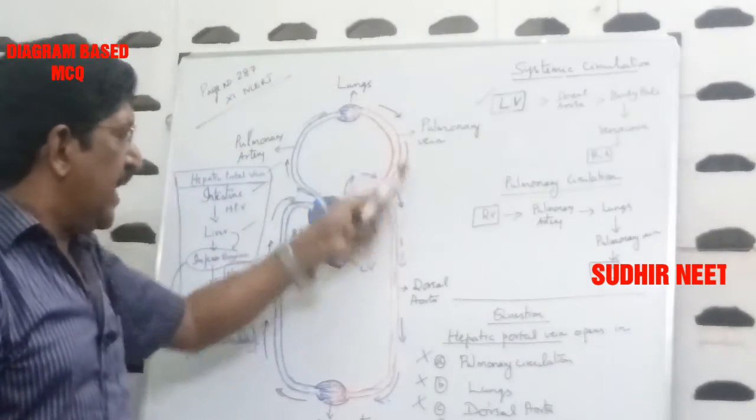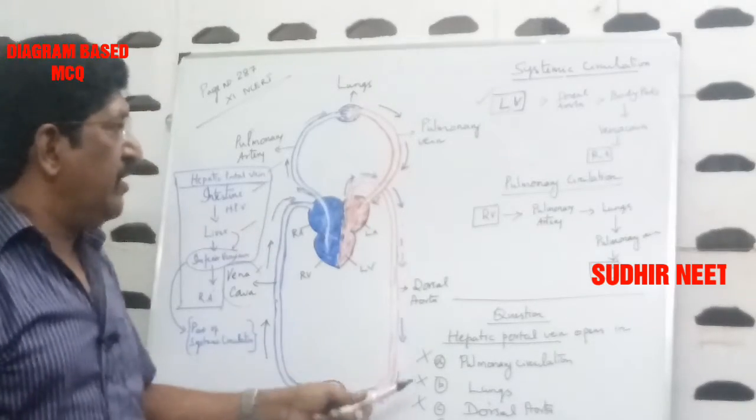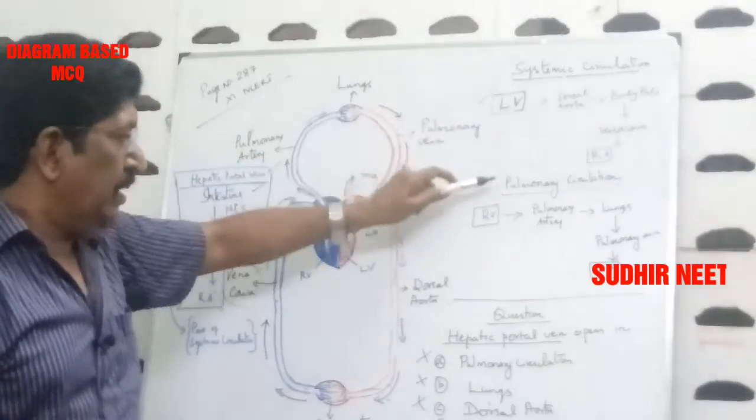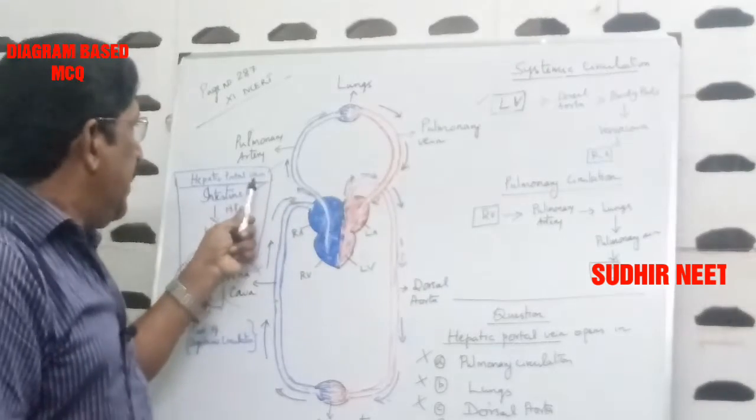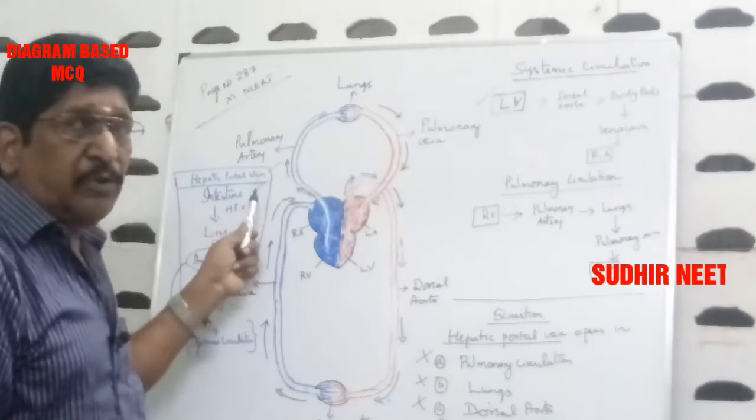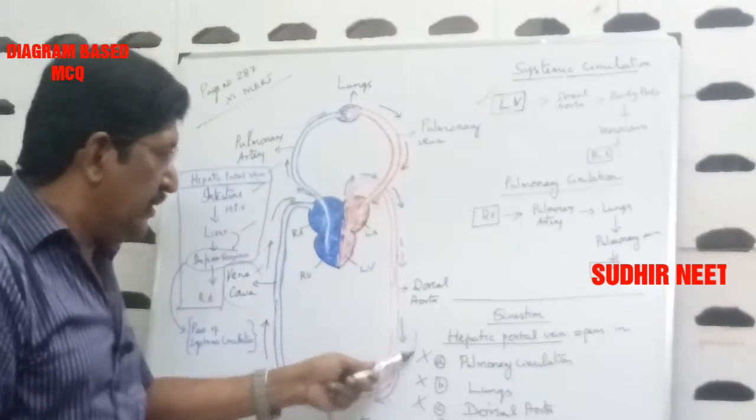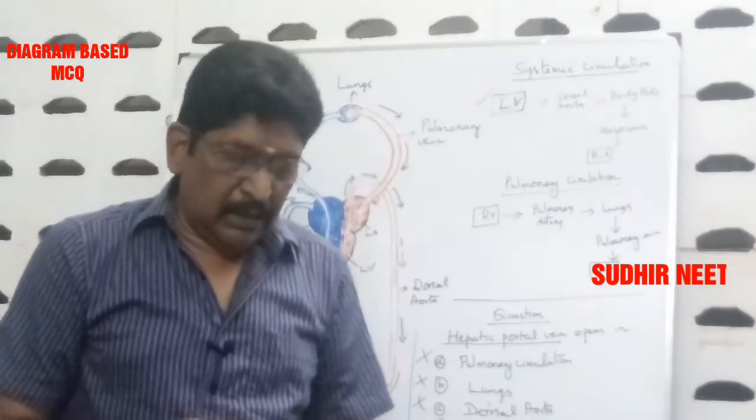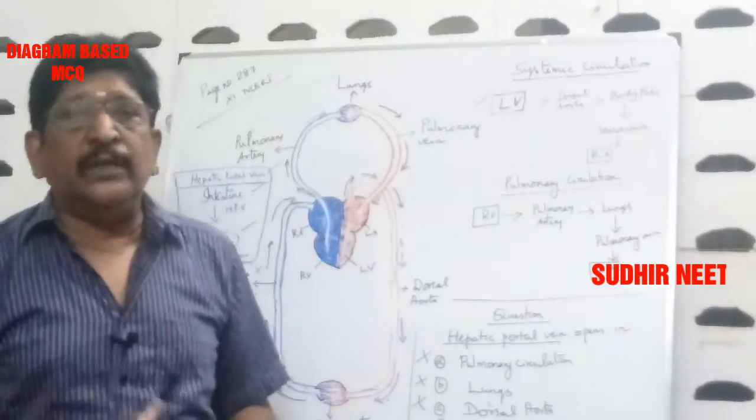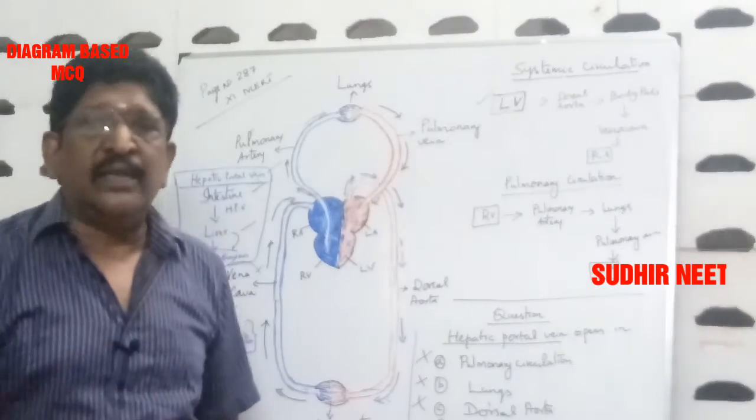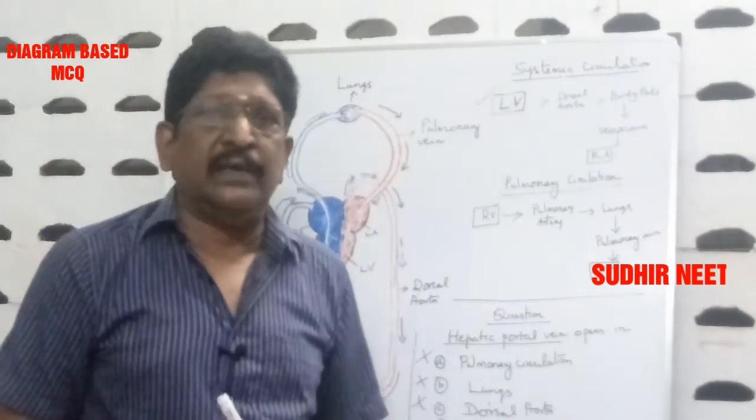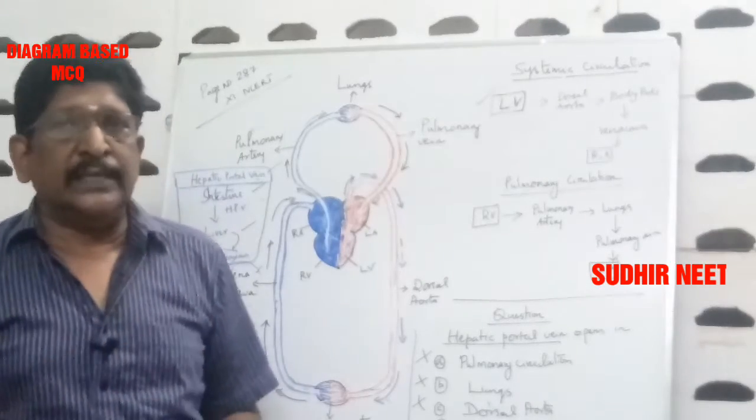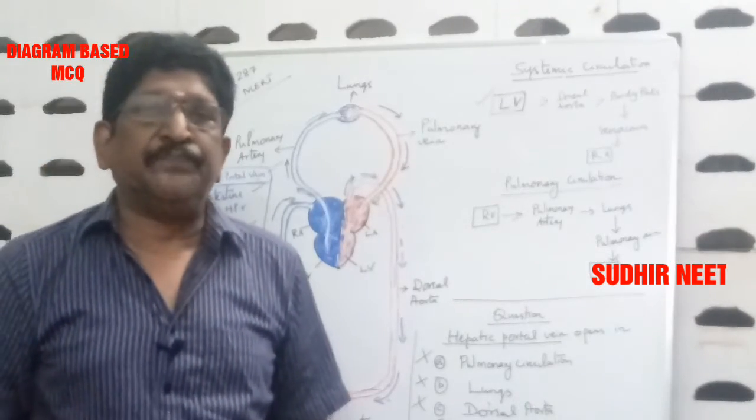So based on this diagram based question, we have explained the structure of the heart, we explained systemic circulation, pulmonary circulation, and then the hepatic portal system, the hepatic portal vein, and then we have arrived at the correct answer. In the next video, let us take up another question, a diagrammatic question on the ECG.